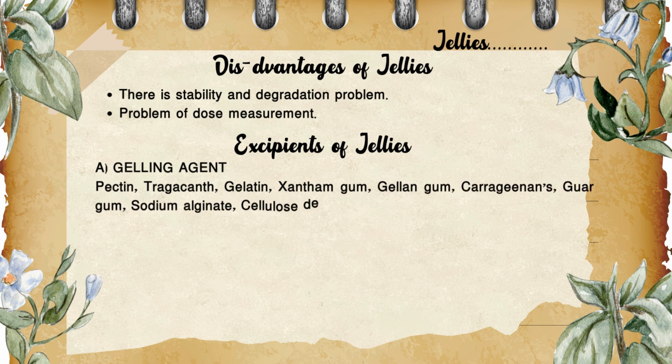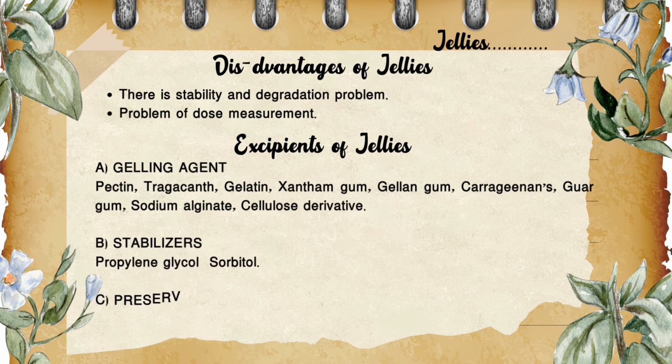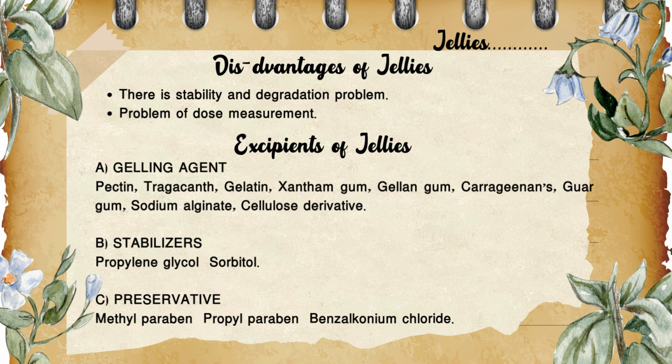Excipients of jellies. A gelling agent, for example tragacanth, gelatin, xanthan gum, gellan gum, carrageenan, guar gum, sodium alginate. Stabilizer: polyethylene glycol, sorbitol. Preservative: methyl and propyl paraben.